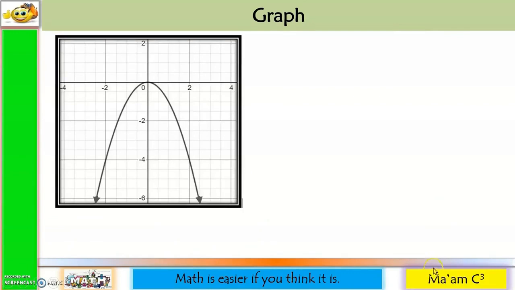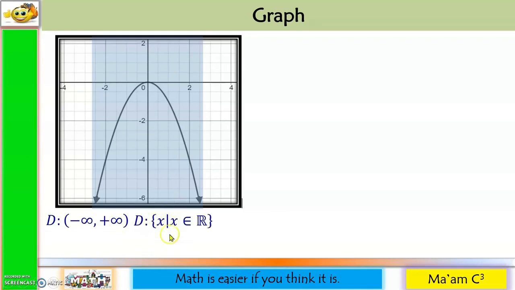So for the domain, we start coloring from left to right. But this is a little bit tricky. See these arrowheads here? It goes infinitely downward. And as the graph goes infinitely down, the width of the parabola goes wider too. So it means if this goes down infinitely, the width goes wider and wider as well. So there is no beginning and no end. Therefore, the domain is from negative infinity to positive infinity. This is much easier to write in set builder notation. So x such that x is an element of real number.